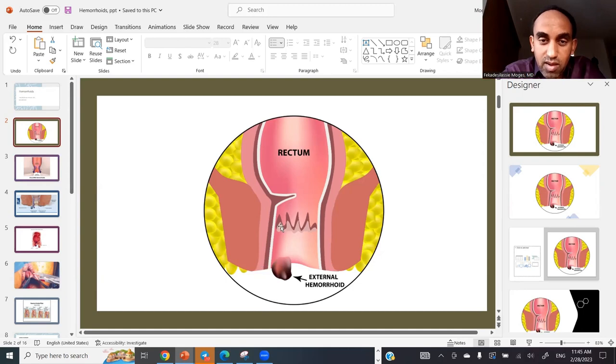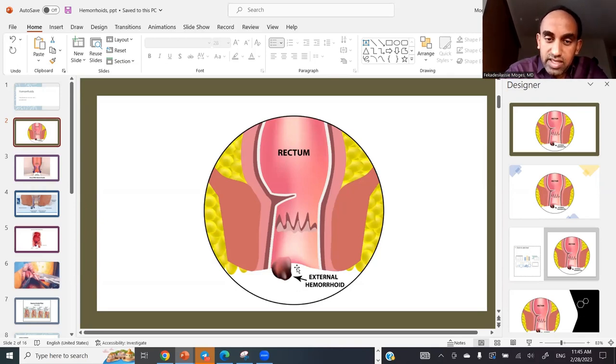So this is an external hemorrhoid. This is simple anatomy. You have the rectum, and you have this dentate line. Above the dentate line is the rectum. Below the dentate line is the anal canal. The anal canal is about 3 to 4 centimeters in length. This is the anal orifice.